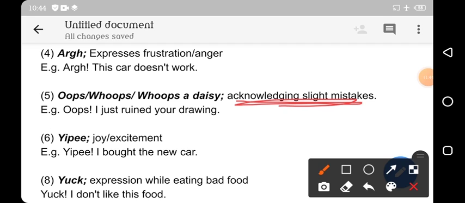स्लाइट आपसे जो स्लाइट मिस्टेक होती है, छोटी सी कोई गलती हो जाती है, उसको आप जब उसका एतराफ़ करते हैं, उसको एक्नॉलेज करते हैं, उसको मानते हैं कि इट वाज योर फॉल्ट, तो यू जस्ट एक्सप्रेस इट, ऊप्स आई जस्ट रूइंड योर ड्राइंग, कि आपने जो इतनी मेहनत करके ड्राइंग बनाई थी, वो मैंने ख़राब कर दी. सो ऊप्स आई जस्ट रूइंड योर ड्राइंग. ठीक है जी.